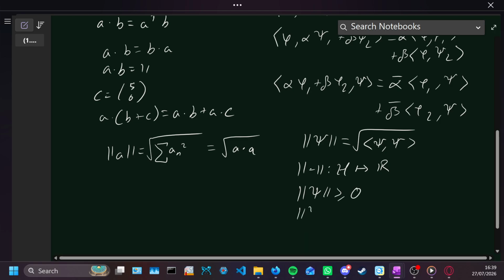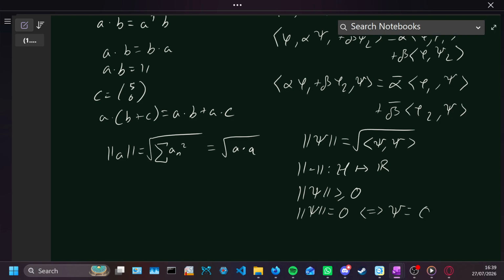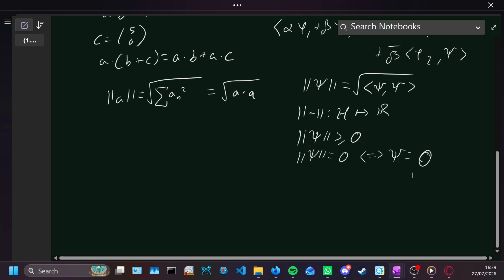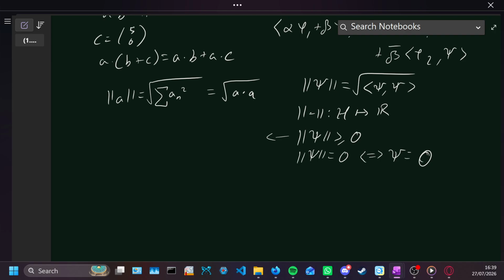And it's only equal to 0 if psi is 0. There's no other way I can get a length of 0. If I've got a real length and I square it, I also have a positive real number. That also means that the inner product of psi with itself is always greater than or equal to 0 and is real.